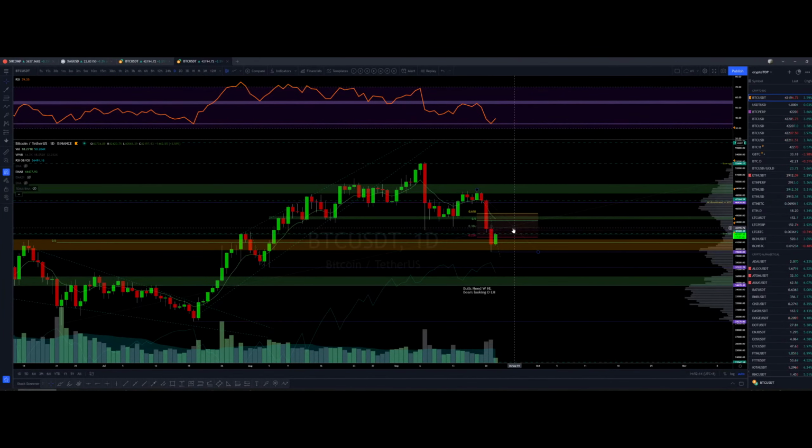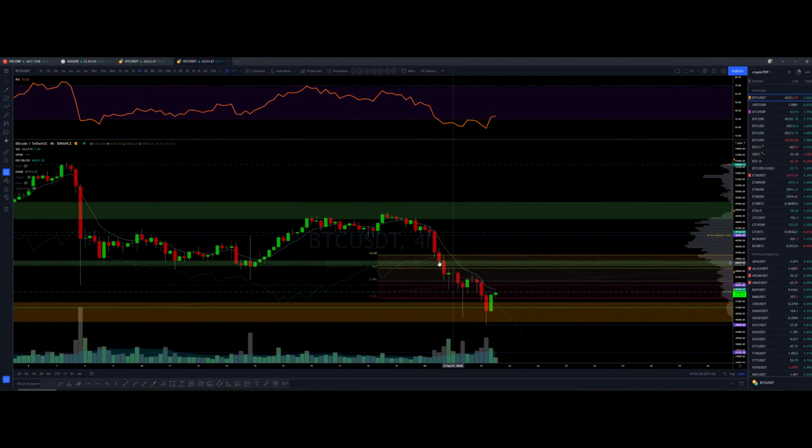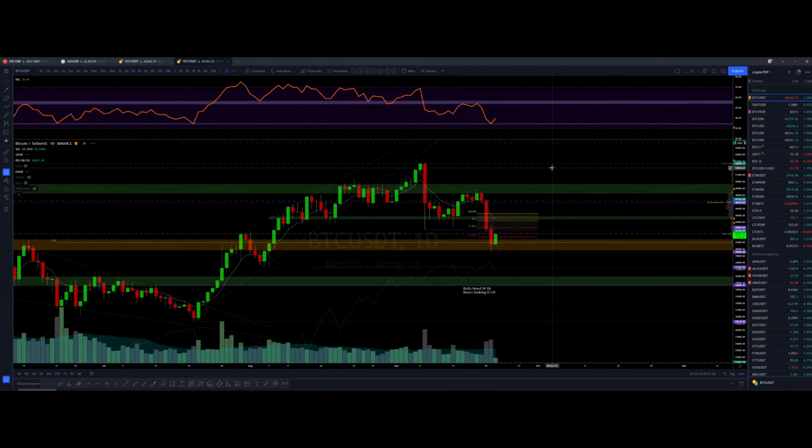We're probably gonna test at least 43k, and over the next few days we might come up to 44, 45k to retest this zone here, because we just sliced through it. We just completely sliced through it. This zone here, we just went through it, so we're likely to come up and retest it. And that's where the bears will be entering. So that's where, if you want to do shorting, I don't do shorting.